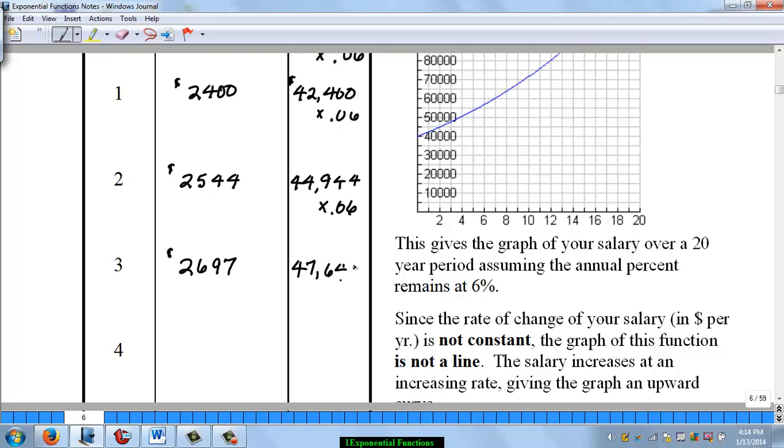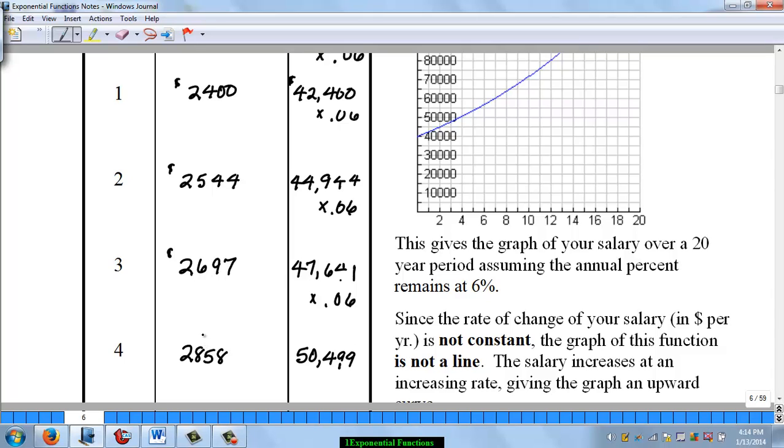It's a 4, everybody. I don't know why it's not writing. Okay, it's a 4. And then here I'm going to multiply this by 0.06. Okay, so when I do, my new raise is $2,858. And at the end of my fourth year, I break the 50,000 mark. I'm at $50,499.